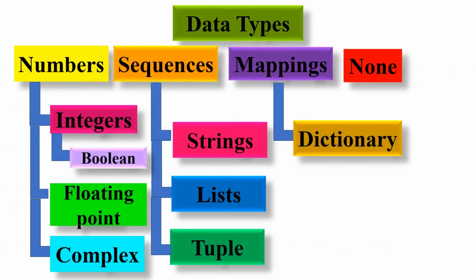The second main component of a variable is the type, that is data type. In Python, data type refers to the type of value that a variable or an expression represents. A data type in Python can be categorized as numbers, sequences, mappings, and none. Numbers are categorized as integer, Boolean, floating point, and complex numbers. Sequences are categorized as strings, lists, and tuple. Mappings are categorized as dictionary. Let's see the data types in a detailed manner.